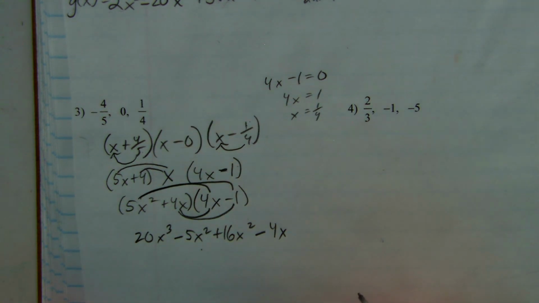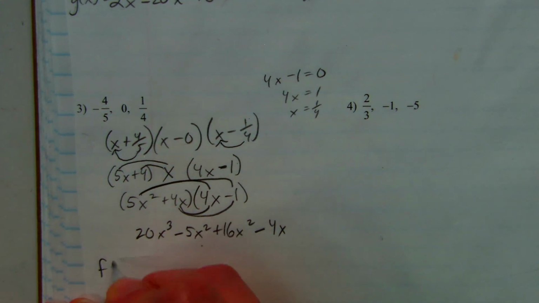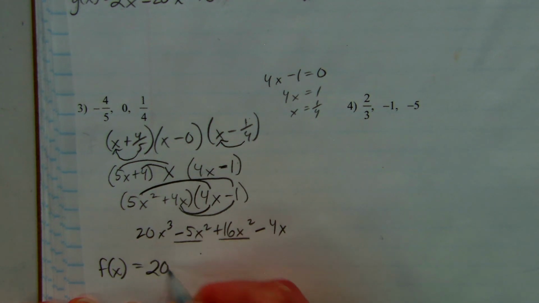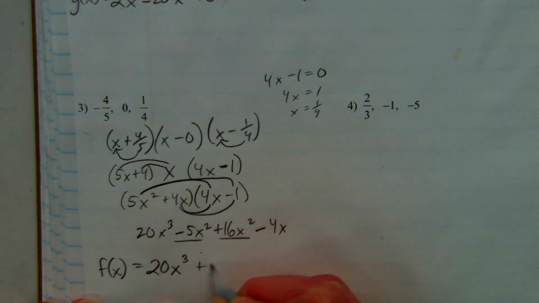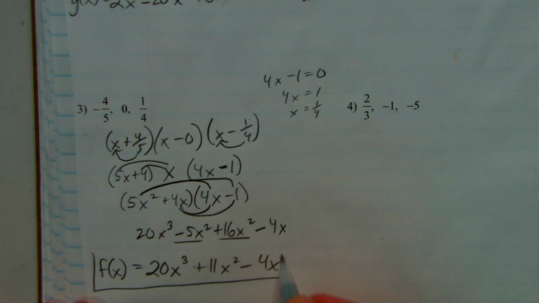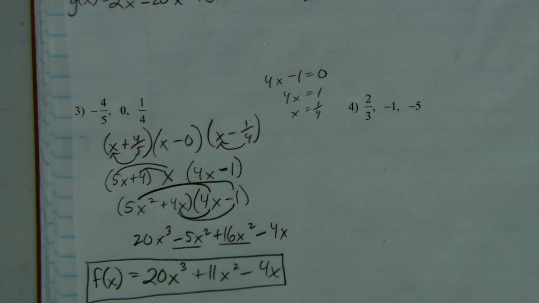We've got to name this function. I didn't do that at the beginning. We'll just call it f of x equals 20x cubed plus 11x squared minus 4x, which is the simplest answer we can come up with with integral coefficients.